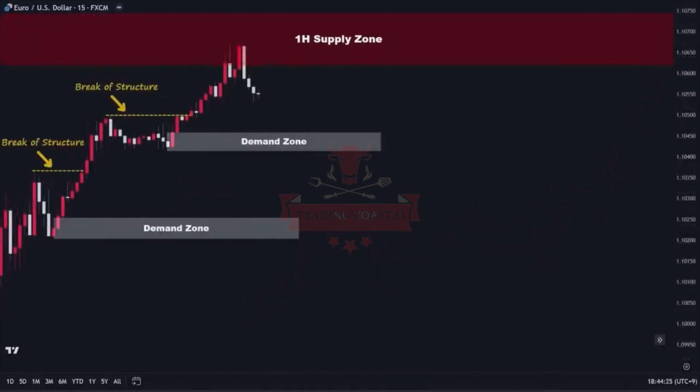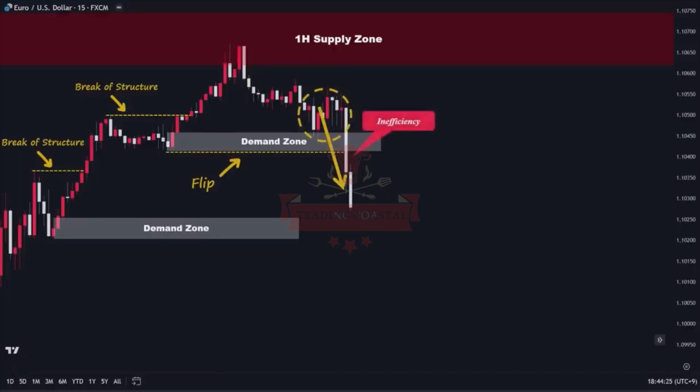We are looking at the 15-minute time frame of the euro-dollar. As you can see, the market initially displayed a bullish trend, forming bullish BOSs. However, the price reversed to the downside after mitigating the 1-hour time frame supply zone. Subsequently, the price reached the most recent demand zone and showed a minor reaction to the upside with a series of candles. However, the price swiftly pushed to the downside and broke out of the demand zone, leaving behind a significant inefficiency in the process. So, we have identified a perfect flip pattern in the market.